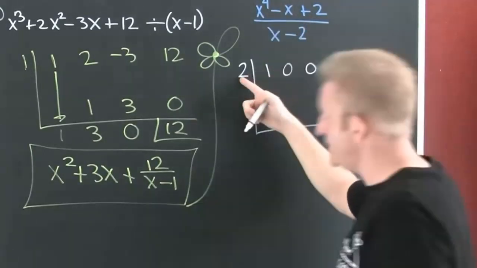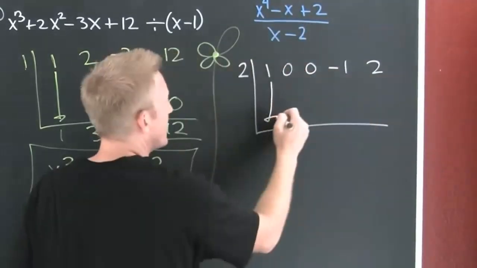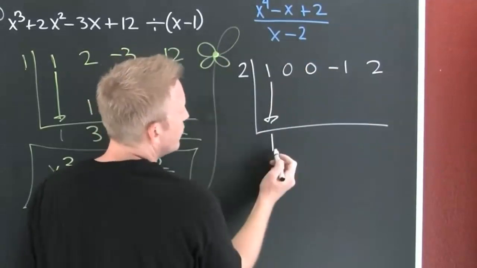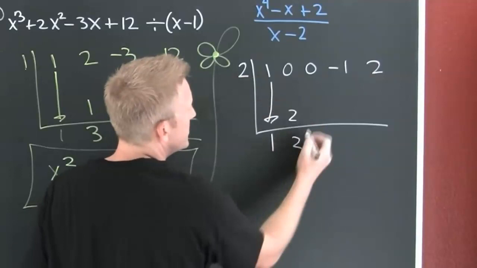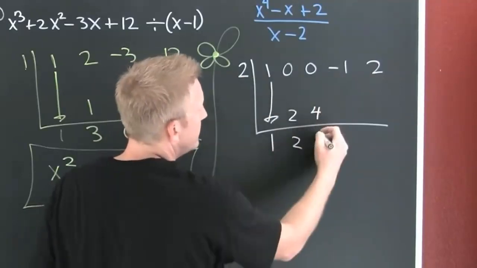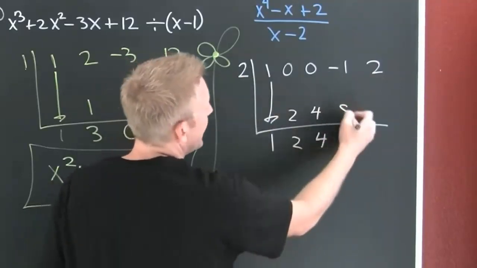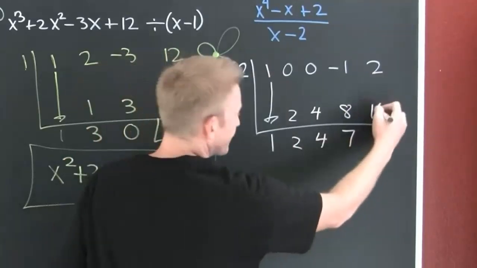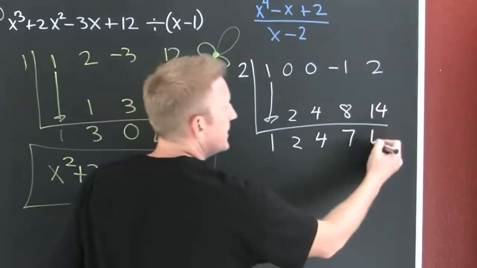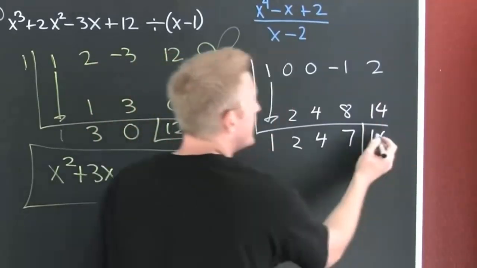On the outside, zeros. And then on this first one, drop it like it's hot. There's a 1. 1 times 2 is 2. 2 times 2 is 4. 4. 2 times 4 is 8. That's a 7. 2 times 7 is 14. That's a 16. Okay, that's my remainder.